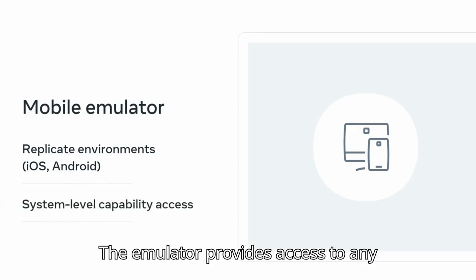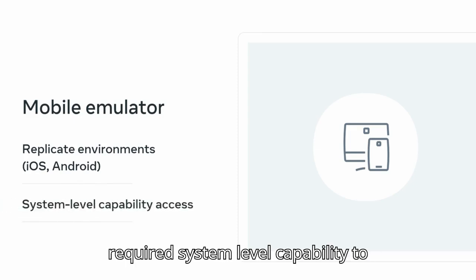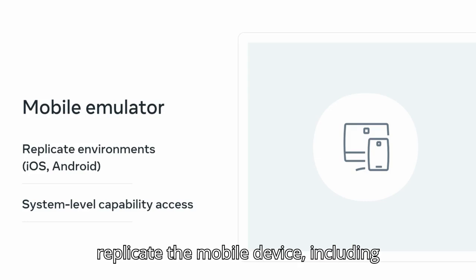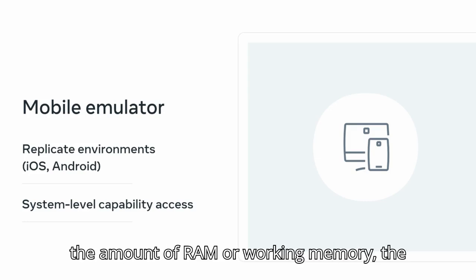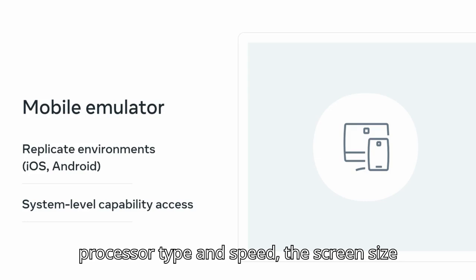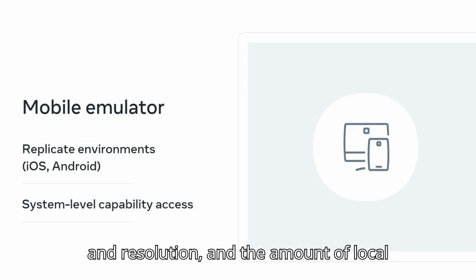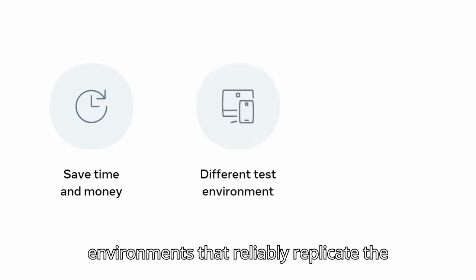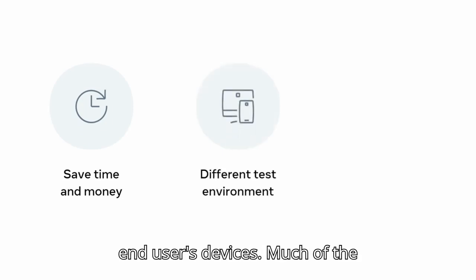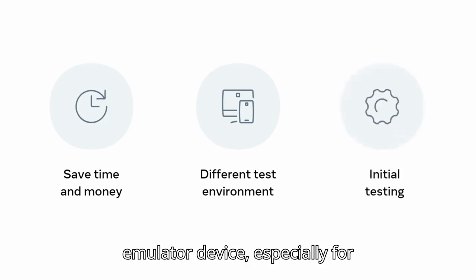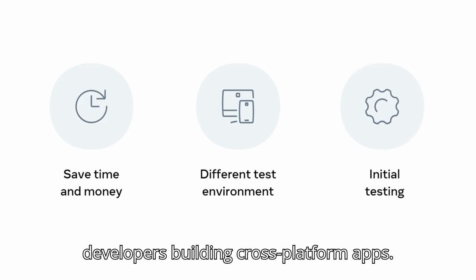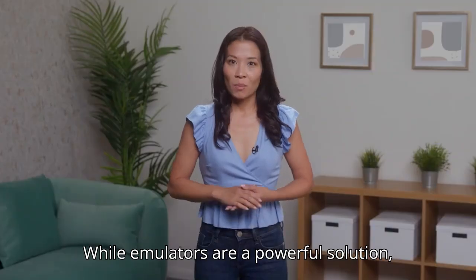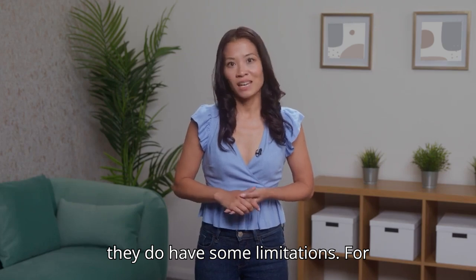The emulator provides access to any required system-level capability to replicate the mobile device, including the amount of RAM or working memory, the processor type and speed, the screen size and resolution, and the amount of local file storage available. Emulators save the development team time and money by allowing them to implement different test environments that reliably replicate the end user's devices. Much of the initial testing is carried out on the emulated device, especially for developers building cross-platform apps.